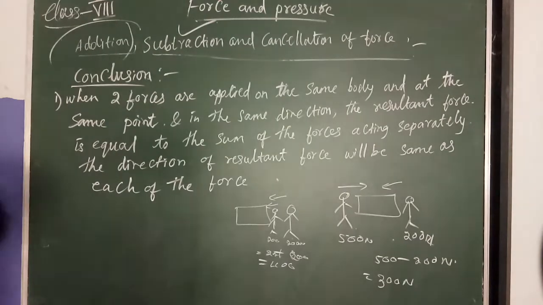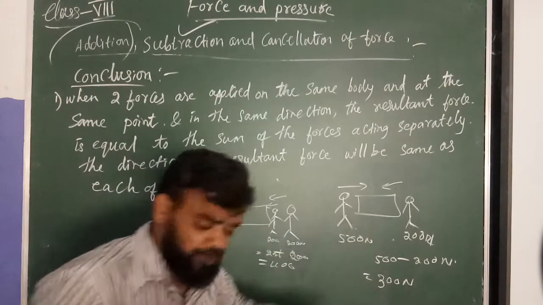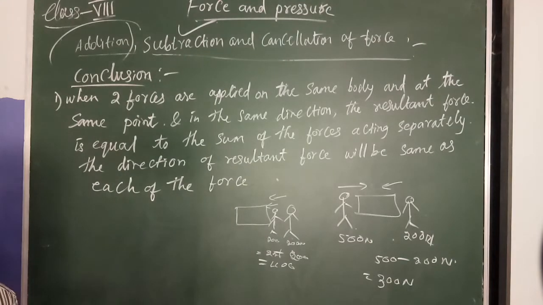See the point? Listen to me. When two forces are applied at the same point, the object is one only, but the forces are in opposite directions. In the opposite direction, the resultant force is equal to the difference of the forces acting separately. The direction of the resultant force will be the direction of the larger force.